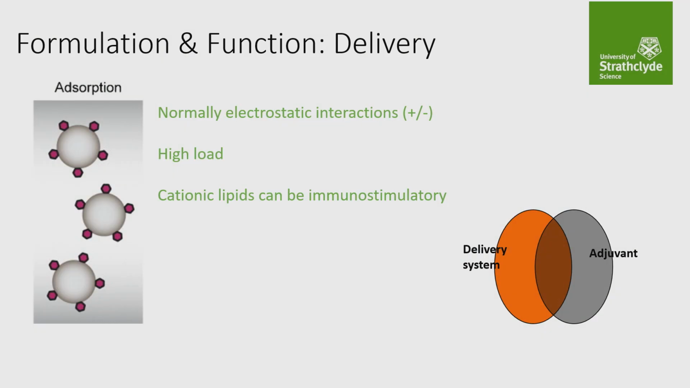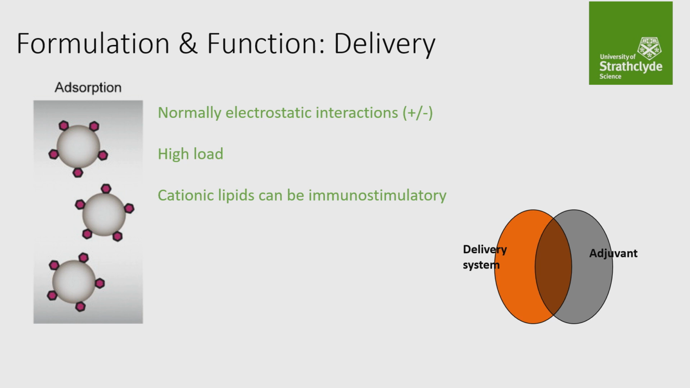So that was all about putting things inside liposomes, but you might not want to do that. We might want to just use surface absorption, and generally this is where our cationic formulations come in. We're normally looking at a cationic liposome electrostatically binding either RNA, DNA, or a subunit antigen, because many of our subunit antigens are negatively charged. Using electrostatics, we get a lovely high load. It's very easy. And the good thing is many cationic lipids can be immunostimulatory.